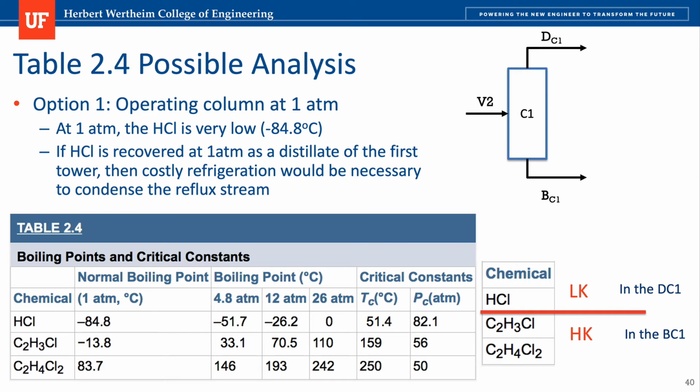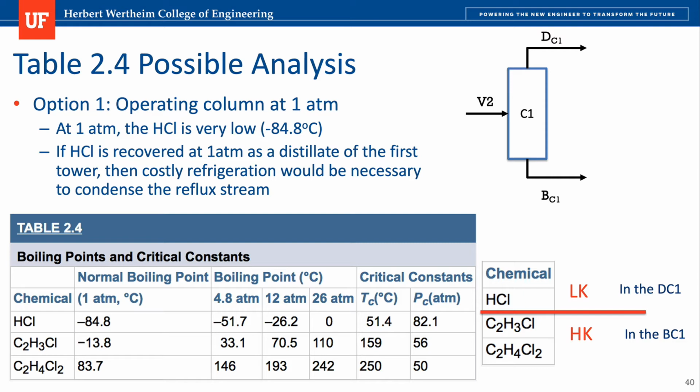So there's a couple of options, right? I say that you have 2 options that you can do arrangement of the 2 columns that you know that you need. This is why going through the criteria is important. It's giving you a perspective of how many options you can have. So the option 1 is operating the column at 1 atmosphere, which is the tendency for many of the students to do. However, if you look at this particular example, at 1 atmosphere, the hydrochloric gas boiling point is very low.